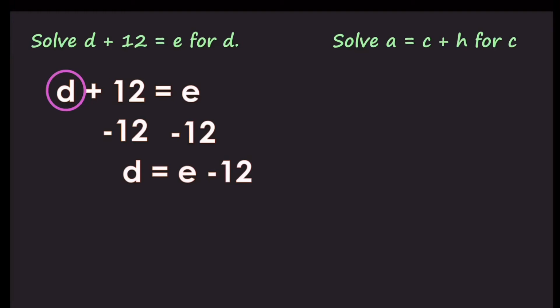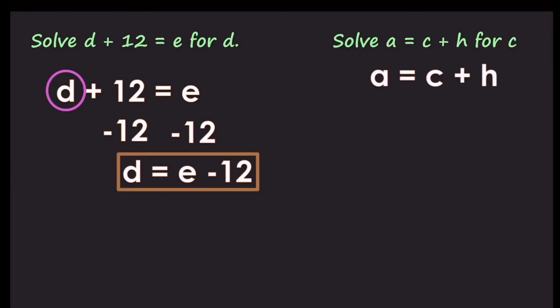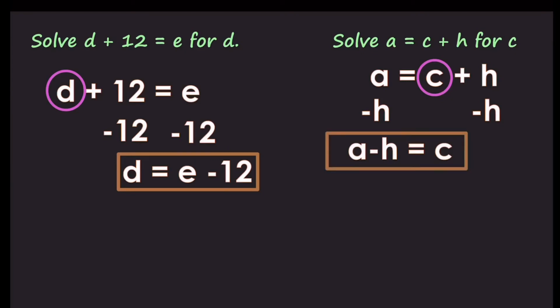Okay, let's go look at my next one. It's asked me to solve for C. Do you notice how it says solve A equals C plus H for C? That means I want C to stay put. So what do I need to get rid of? I need to get rid of H. What is H's inverse? Subtraction. So A minus H equals C. Yes, we're building baby steps here, everybody, okay?